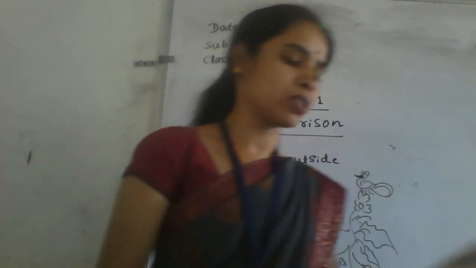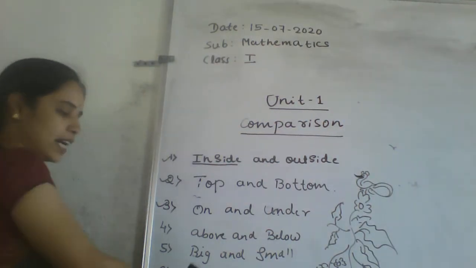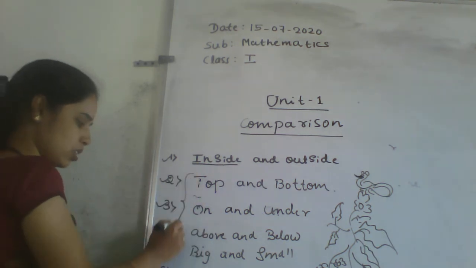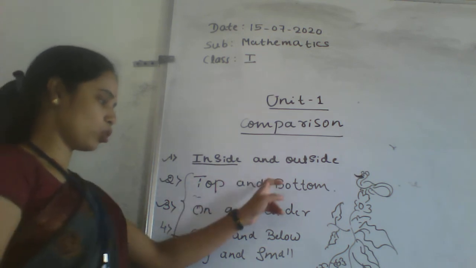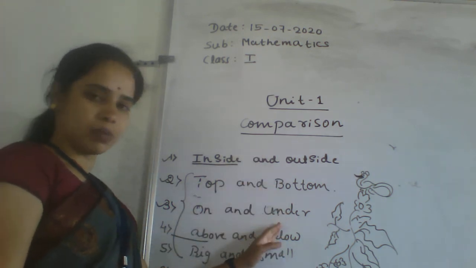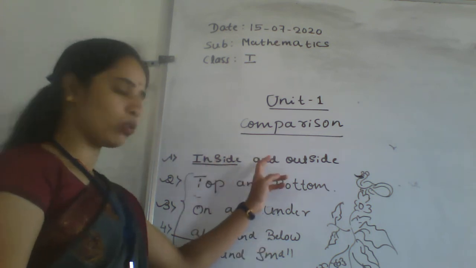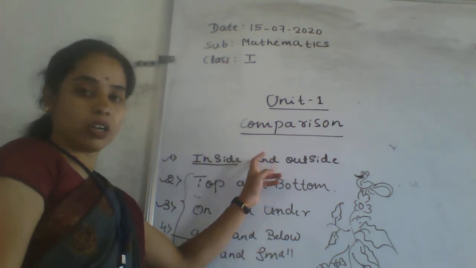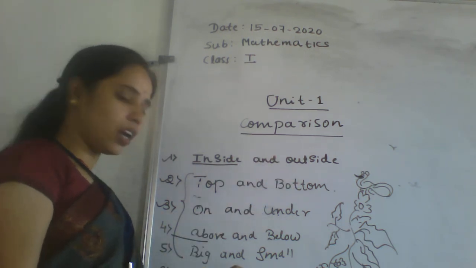Next, near and far. It is a slight difference between these three. Top, on, above, bottom, under, below. These three are similar. Next, you are familiar with this, big and small. Next, inside and outside. I have shown you a circle to make it clear. Next, last one, near and far.